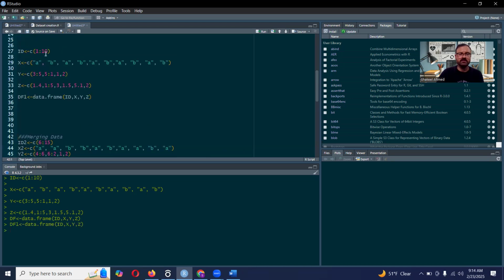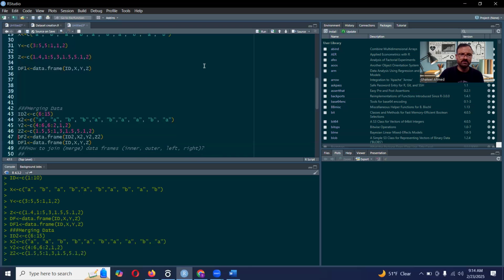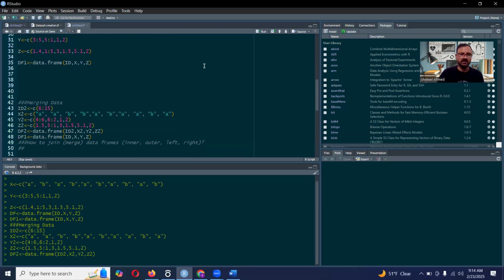For example, we have 10 people, the first 10 people in data set 1, and from 6 to 15 in data set 2. So these people from 6 to 10 are available in both data sets. And we can write ID2 and X2, Y2, Z2. We have almost the same variables, just with different names, and we get data frame 2. So we have two data sets with almost the same variables.